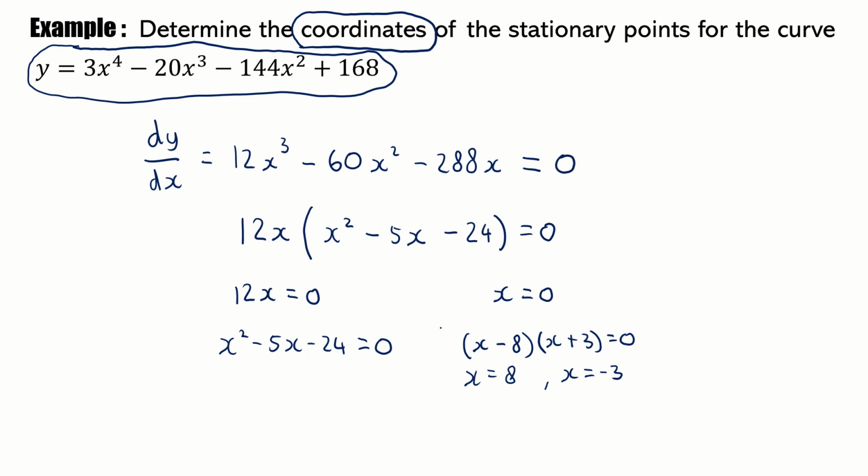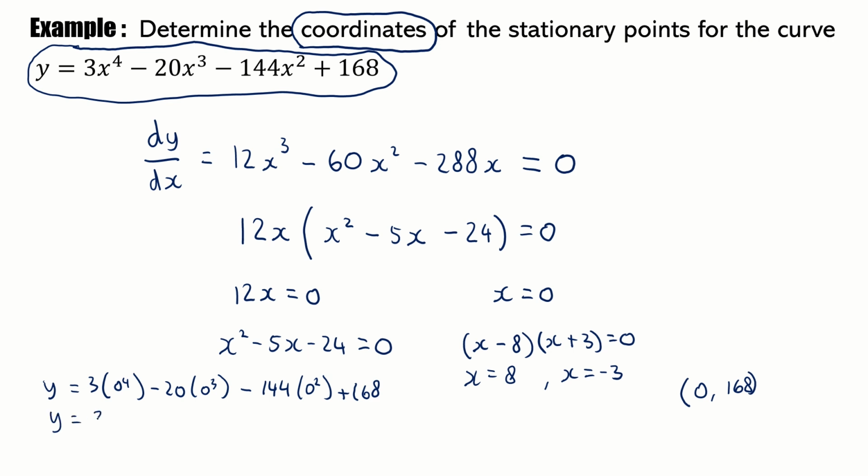So in this case, we're going to plug each of these x values into that equation to get the y coordinates. So we're going to end up with y equals 3 lots of 0 to the power 4 minus 20, 0 to the power 3 minus 144 lots of 0 squared, plus 168, which leads to the first stationary point of (0, 168). We're also going to plug in x equals 8 into this equation.